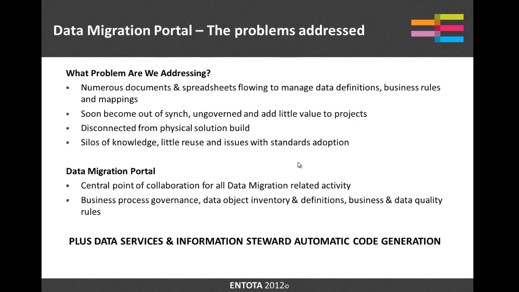Because the code becomes out of sync with the mapping specifications or the business rules, there's no tie between the functional, the business areas and the technical team. What we also find is that as we get nearer and nearer to go-live, there's normally a lot of disconnection between the physical solution build, i.e. the coding in your extraction, transformation and loading tools or in your SQL or whatever it is, or your Excel spreadsheets you're using to manipulate the data, and the specifications that are producing that data and in theory are controlling that data specification and that data migration process.